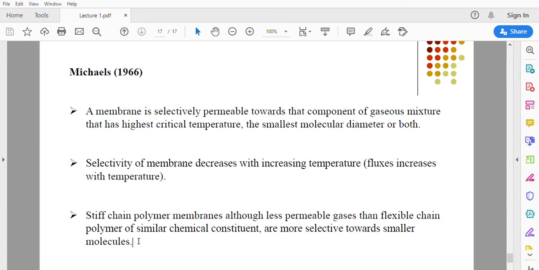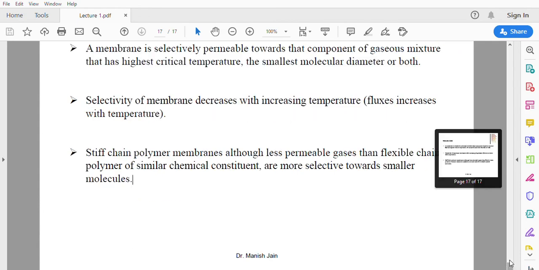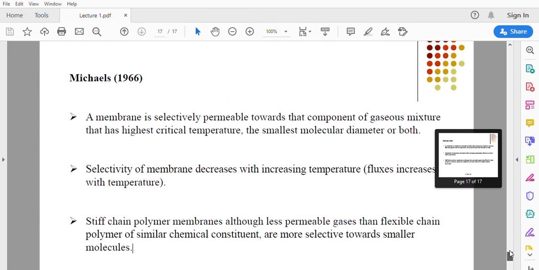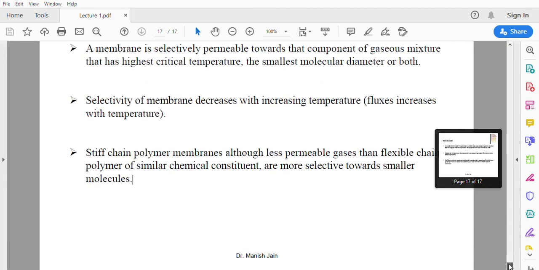Now in the next class we will study the different types of flow patterns used in the membrane-based gas separation process.